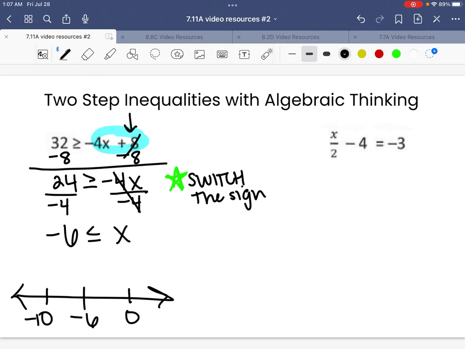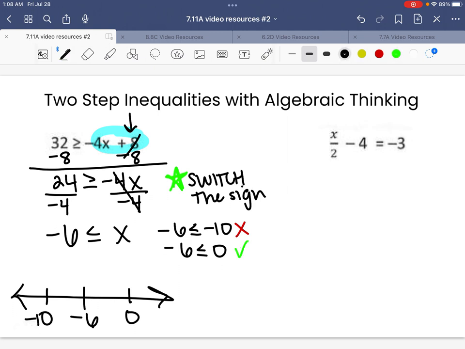So I'm going to take both of these numbers, negative 10 and 0, and see which one makes the inequality true. So is negative 6 less than or equal to negative 10? And I know that that is not true because negative 10 is actually a lesser value. So then I'll take a look at 0. Is negative 6 less than or equal to 0? And I know that that is true.